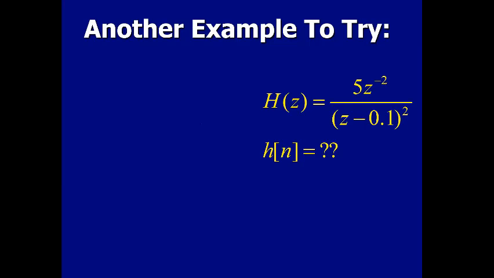Let's try another example that isn't quite so easy to look up in the table. Very similar, same denominator. H of z, though, this time is 5z to the minus 2 over z minus 0.1 quantity squared. And we still want to find the unit sample response, which is the inverse z transform.